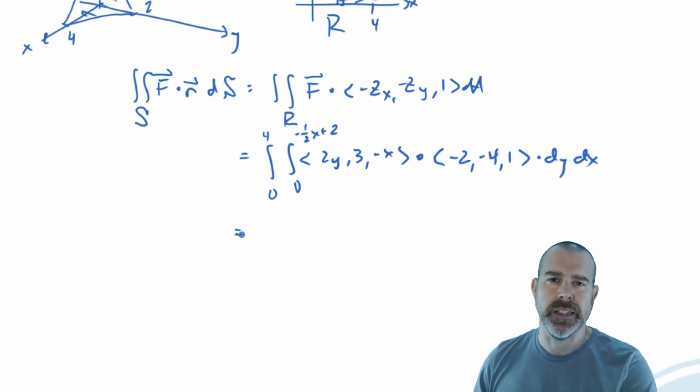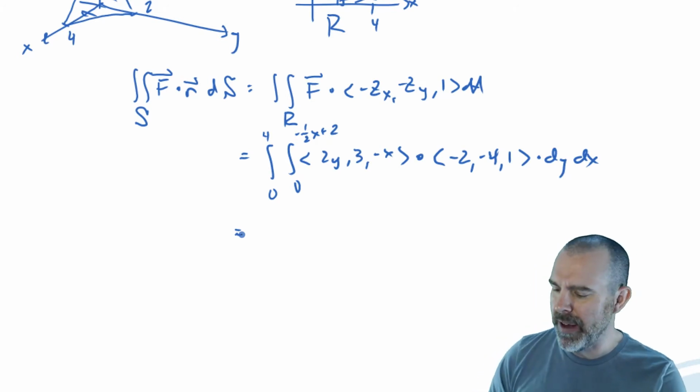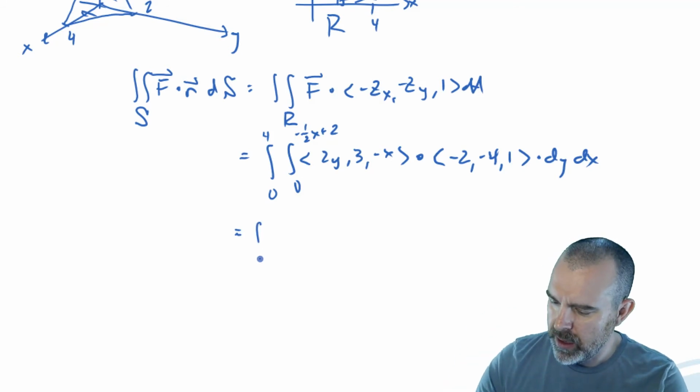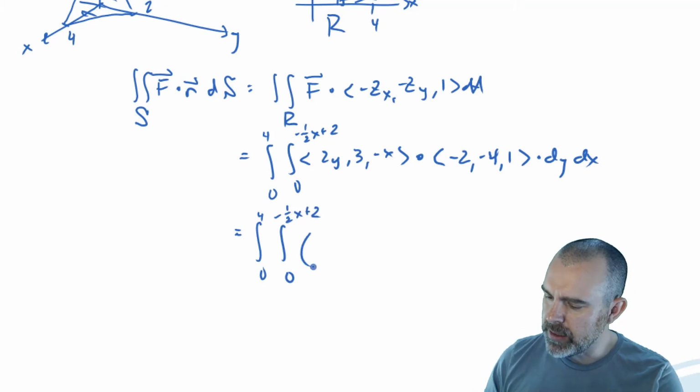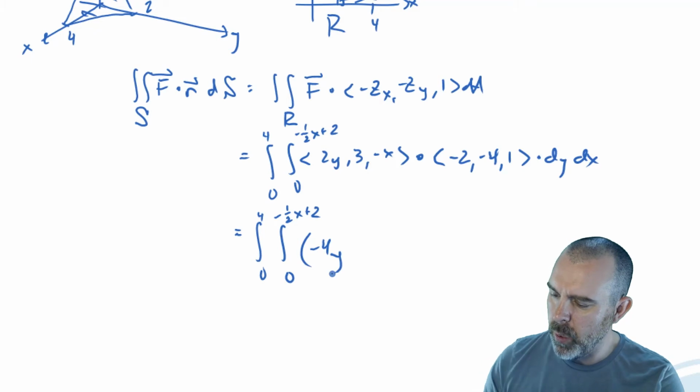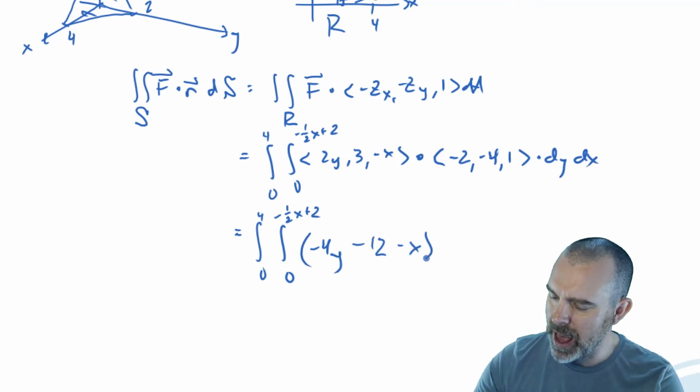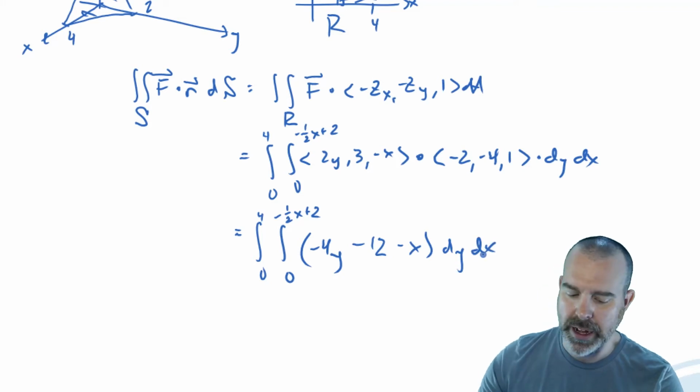And I think I might cheat a little bit here and simplify this and then just give you the answer. We don't need to take a whole video just doing a double integral. We did the hard part here. Let's see here. We'll have negative 4y minus 12 minus x dy dx.